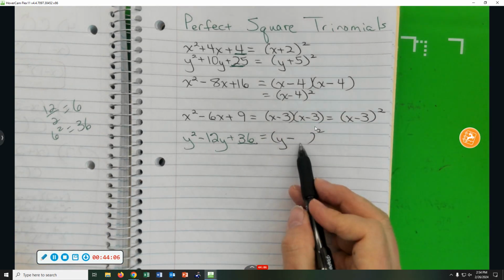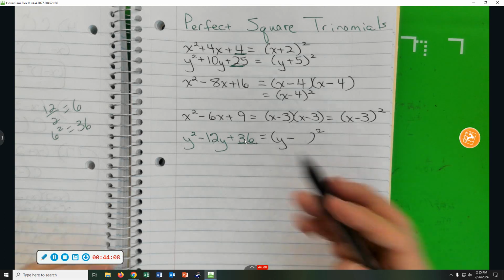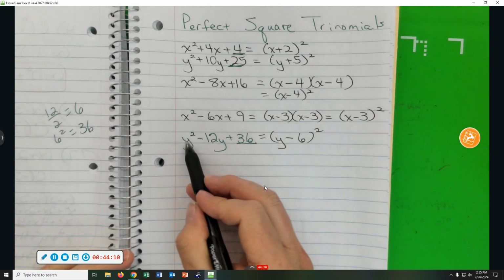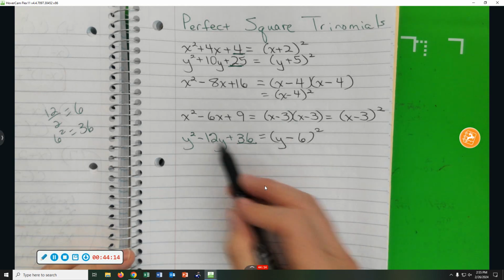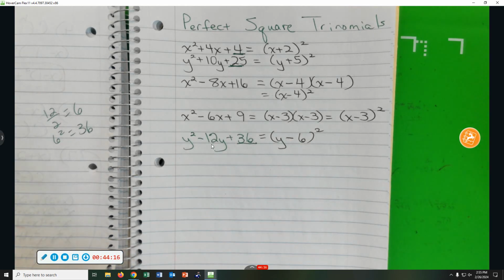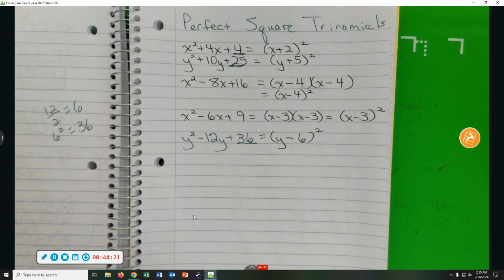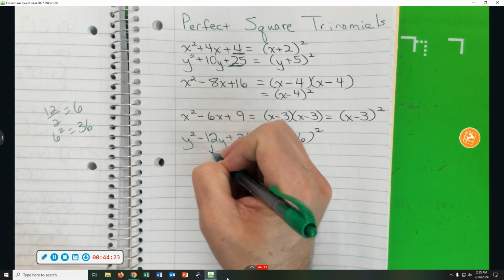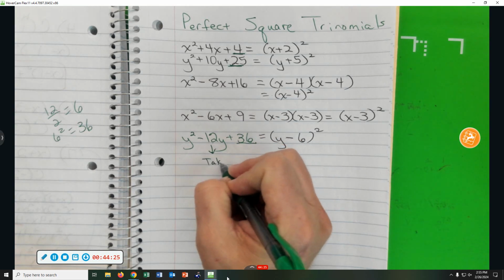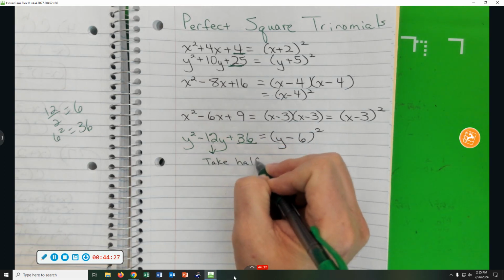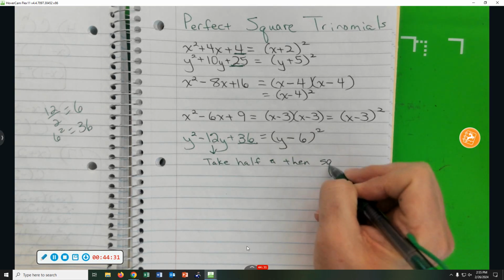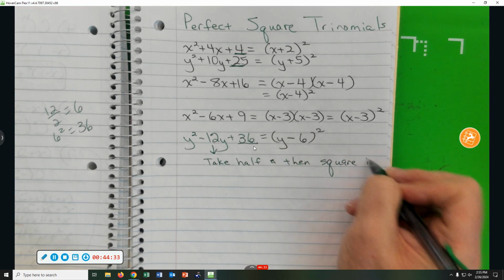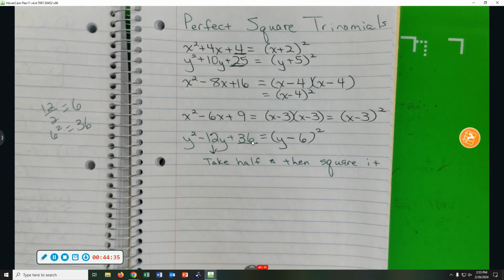And what number goes here? 6. Variable, sign, half of that number. Why not right here draw an arrow and say, take half, then square it. That's how you get to 36. Take half of 12 and then square. Half of 12 is 6. 6 squared, 36.